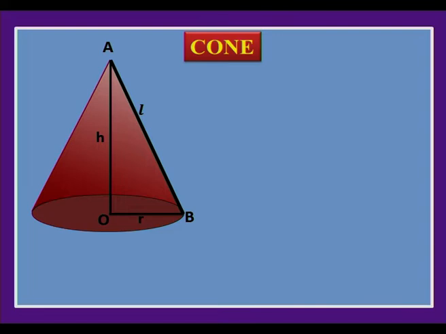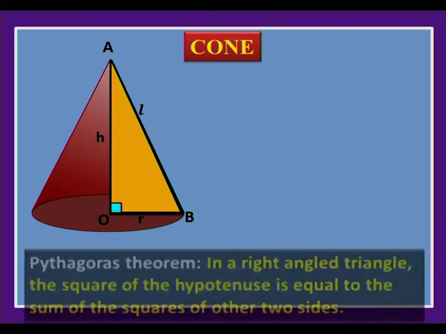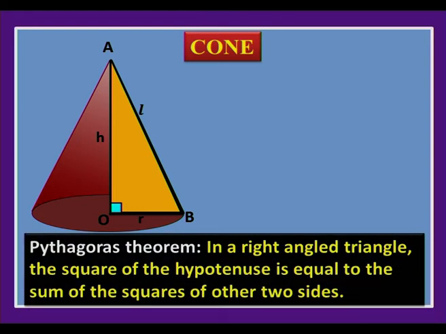Let us see. If you notice, AOB forms a right angled triangle with O as right angle. Okay, children. Now, as soon as we heard about right angle triangle, do you remember any theorem? That's right, it's Pythagoras theorem. Can you tell me what is Pythagoras theorem? Yes, it states that in a right angled triangle, the square of the hypotenuse is equal to the sum of the squares of other two sides.